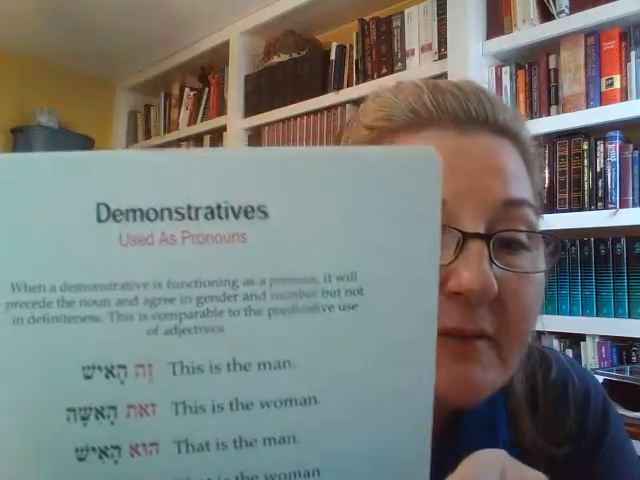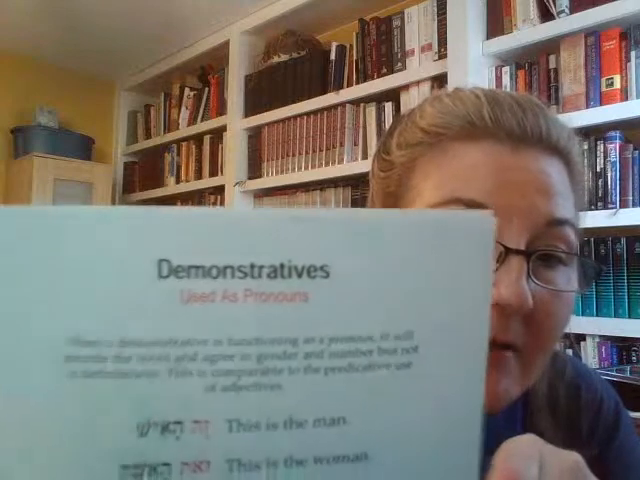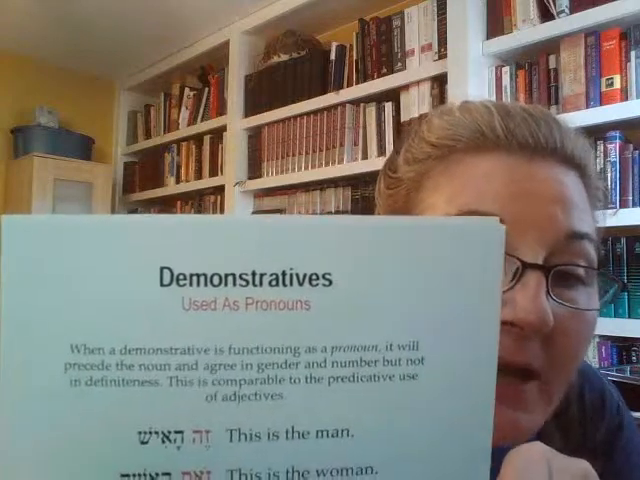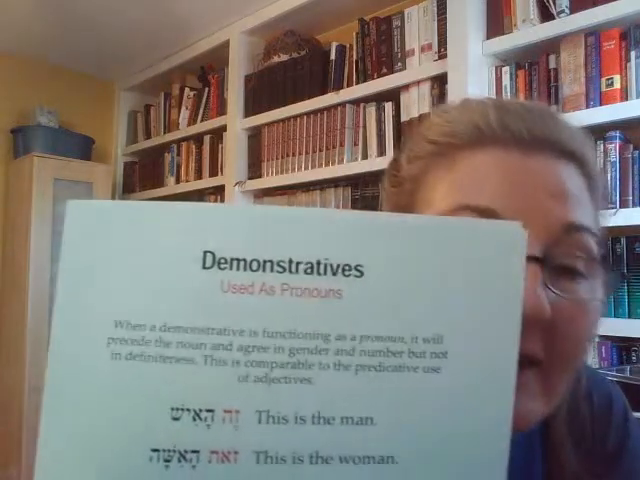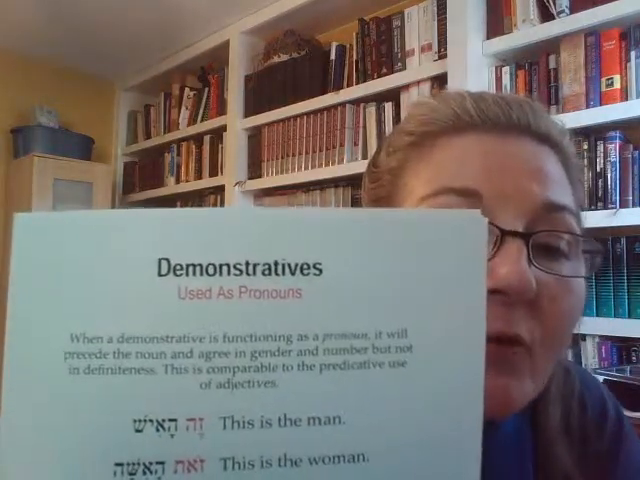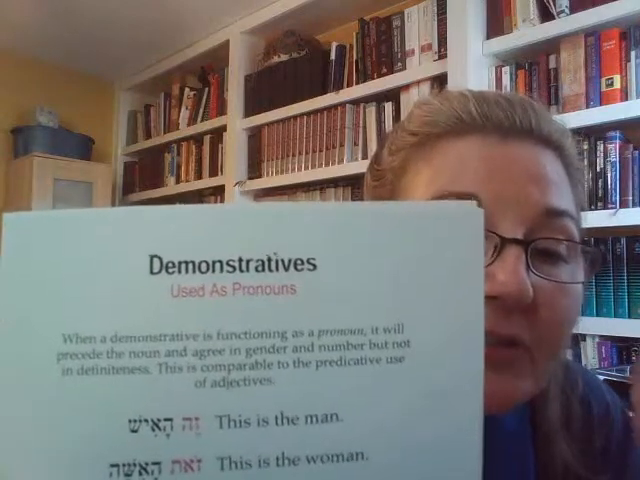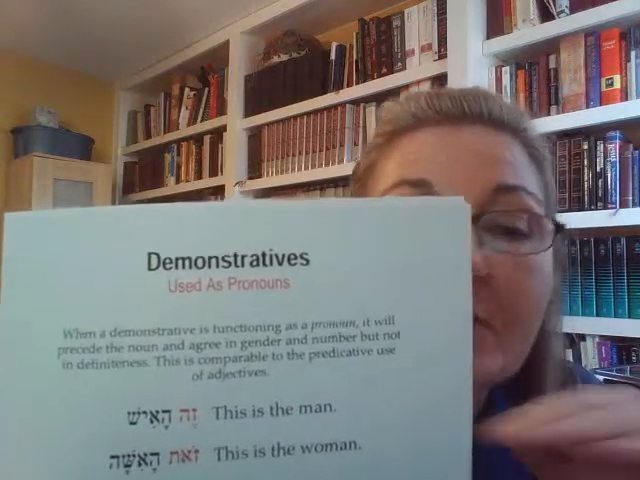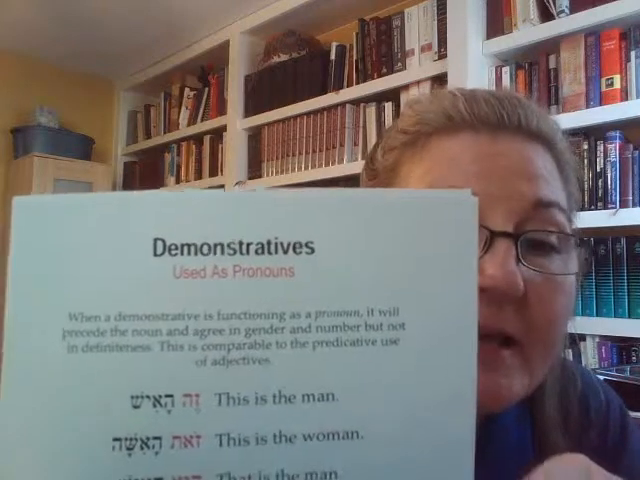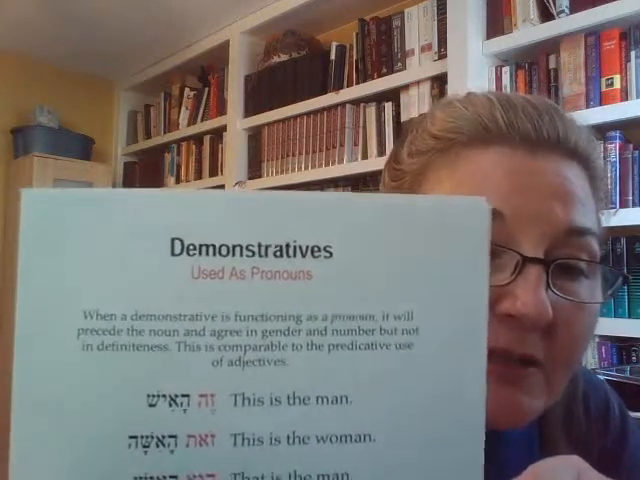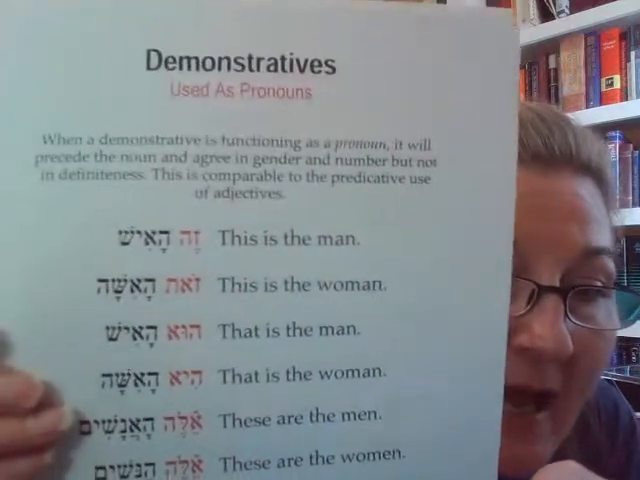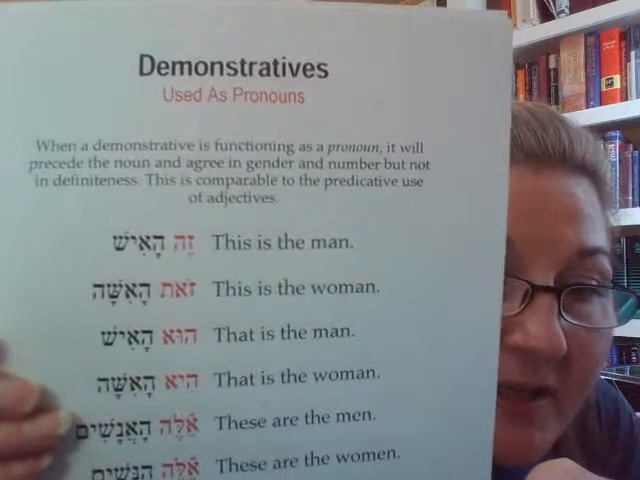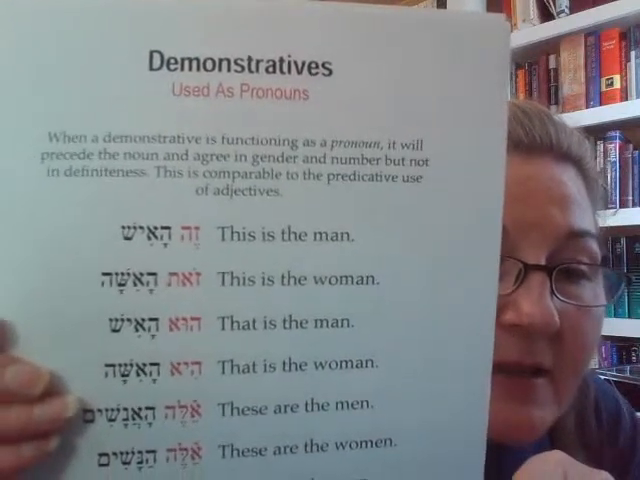So what happens when the demonstrative functions as a pronoun and not as an adjective? When a demonstrative is going to function or act as a pronoun, it's not going to come after the noun. It's going to come before the noun. It's going to precede the noun, and it's going to agree in gender and in number, but not in definiteness. Now, this is comparable to the predicative use of the adjectives. Let's look at this. Zeh ha'ish. This, the man.